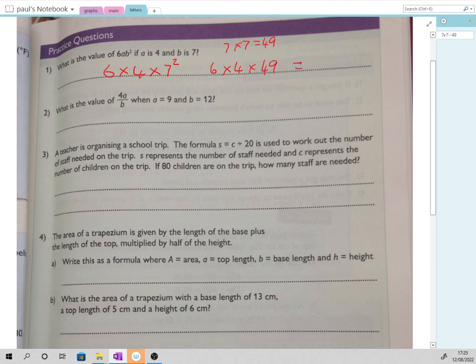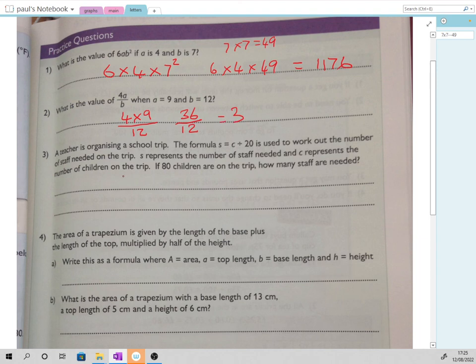6 times 4 times 49, which is 1176. This one, 4a over b, when a is 9 and b is 12. So 4a is 4 times, what is a? 9, divided by 12, because b is 12. 4 nines are 36, so 36 divided by 12 is 3.